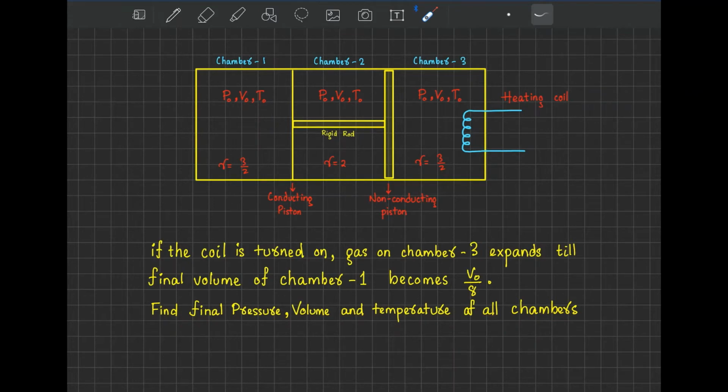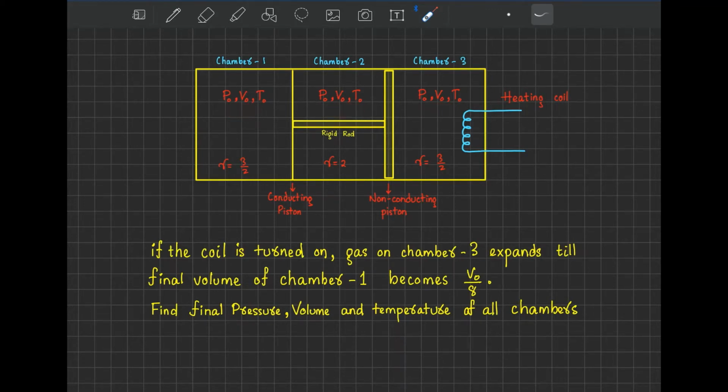Now we will solve this step by step. So take a minute and try to solve this problem by yourself. So let's analyze the problem first. What is it asking here? It is asking for the final pressure, volume and temperature of all these.